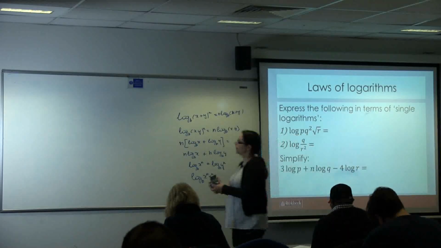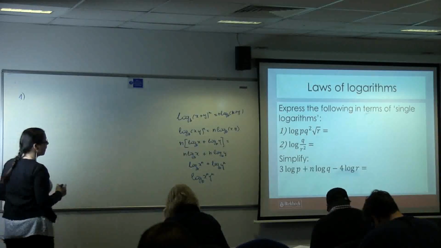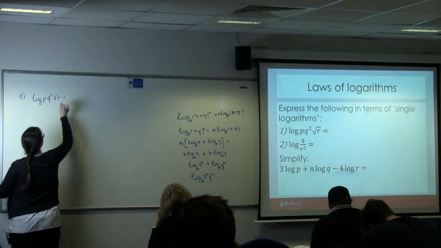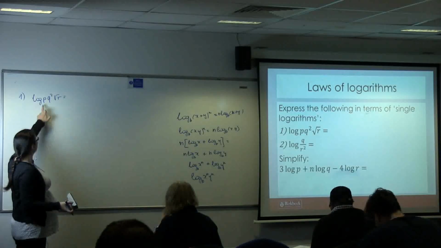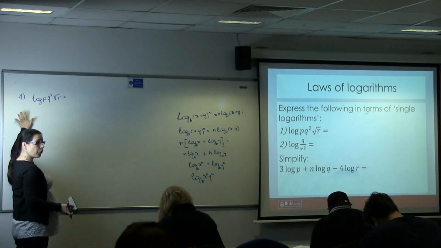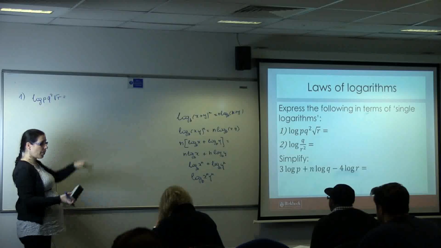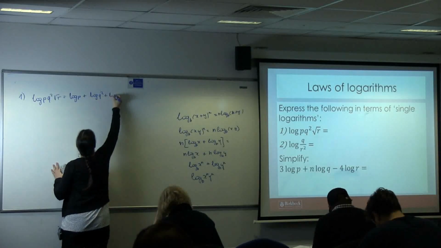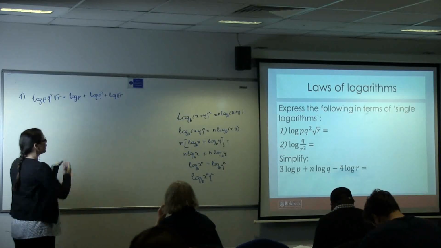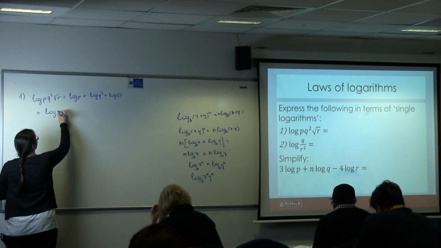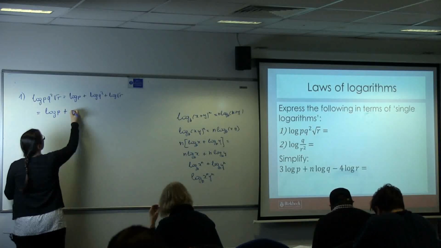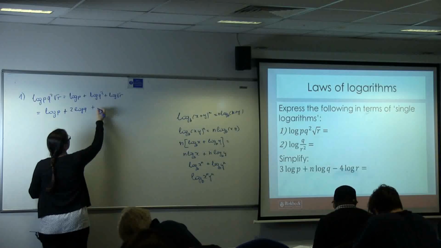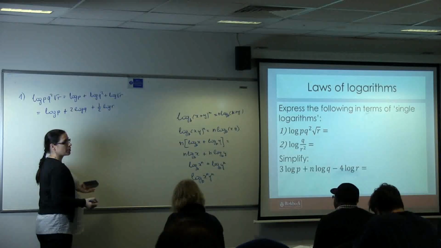Okay, so let's look at the practice questions. The first thing I observe is that all of them are to different powers, so I can't just bring one power out in the front, but they are all multiplied together. So I can break them apart using the addition rule. So this would be log p plus log q squared plus log root r. And now they are all separate, so I can bring out the powers. So that is log p plus two log q plus a half log r, because remember that the square root is a half power.